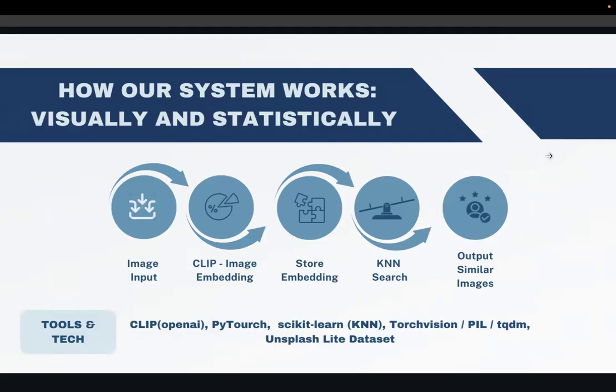So here's how it works. You give an image, either upload it or paste a URL. We pass that image through CLIP, which gives us a mathematical representation called an embedding. We store all the embeddings from the dataset. Then we use a technique called KNN to find embeddings that are closest to the one we just got. Finally, we show these images as output.